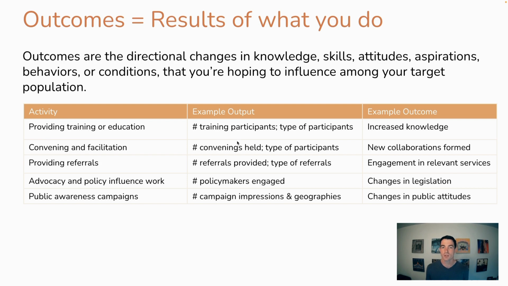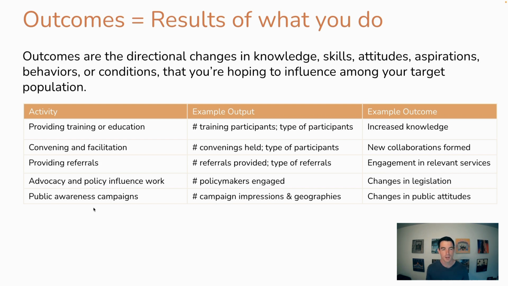A common output for that might be the number of training participants and the type of those participants. A common outcome for that sort of work would be increased knowledge around that particular topic. So if we're thinking about providing referrals, for example, outputs: number of referrals provided. Outcomes might be that person actually engaged in these relevant other services. You know that they took a step to connect with this other organization.